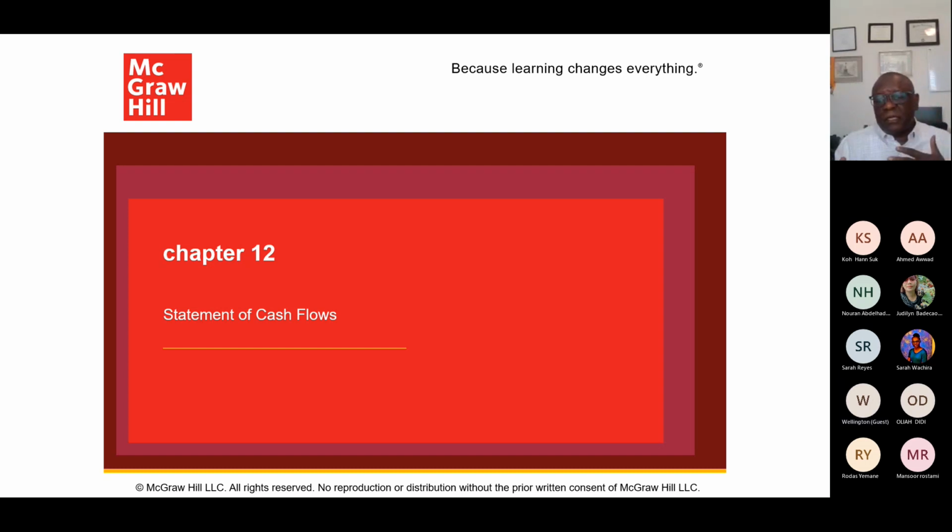Investing activities is very basic. What are the outflows? Purchase of equipment is an outflow, so that would be minus. So supposing we bought the equipment for 50,000, that is minus 50,000 to our cash flow because money was paid out to acquire that investment.